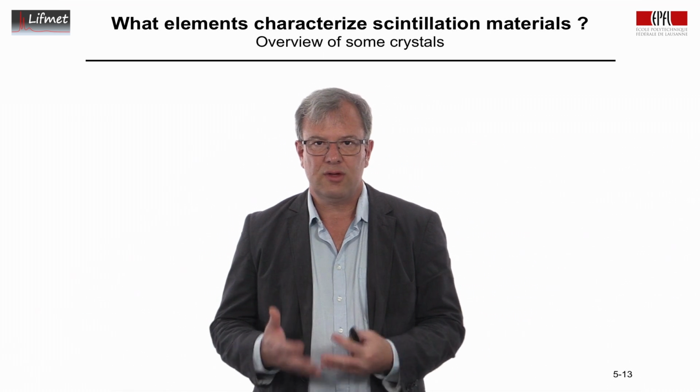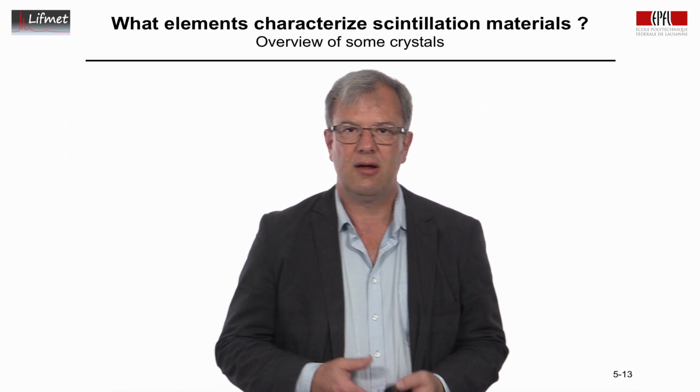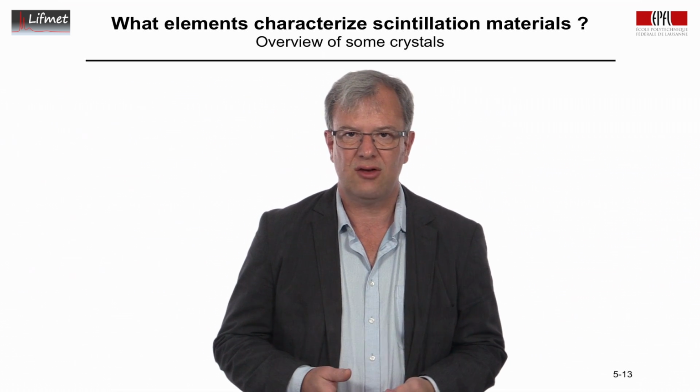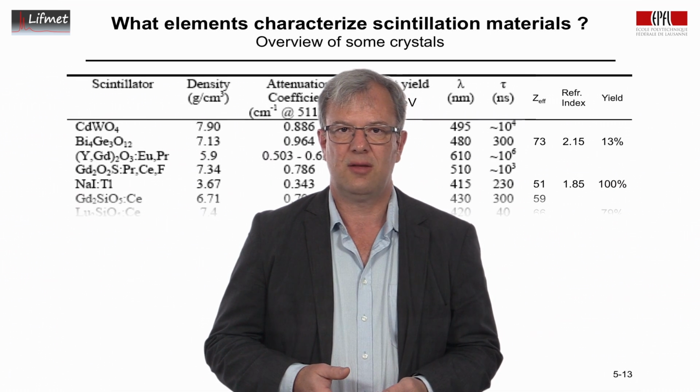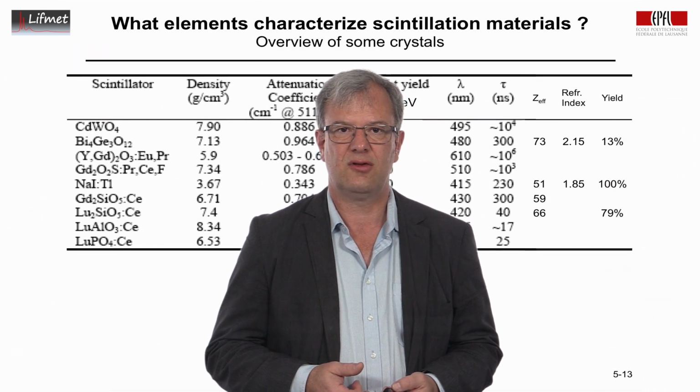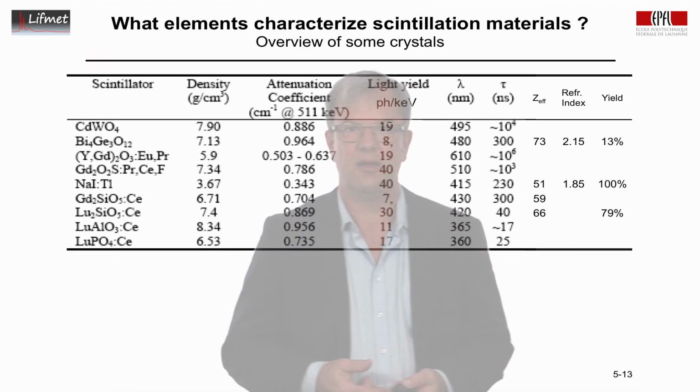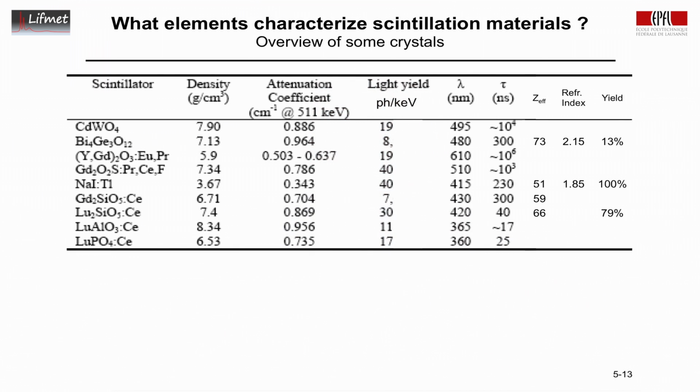So instead of going through the theory, I wanted to share with you some scintillation materials here and the characteristics that typically are used to characterize them. So there's a whole bunch of different materials here. What we notice is they are fairly heavy materials. So the density ranges between 3.7 for sodium iodide to around 8 for this compound here.